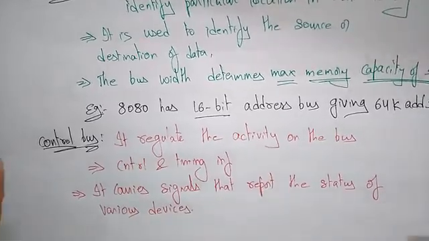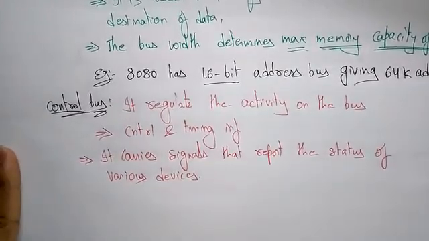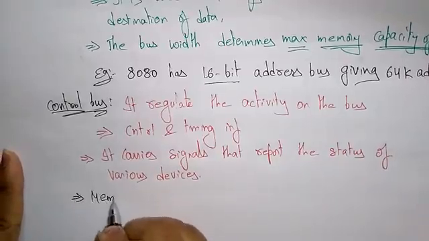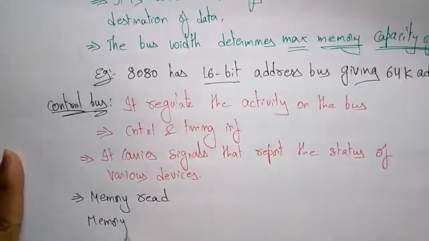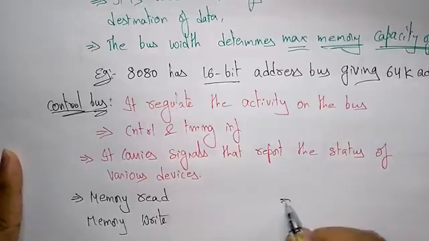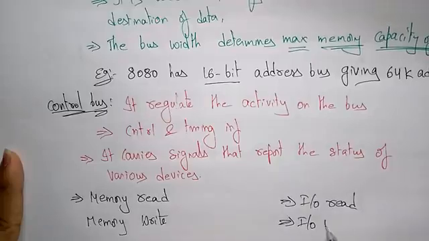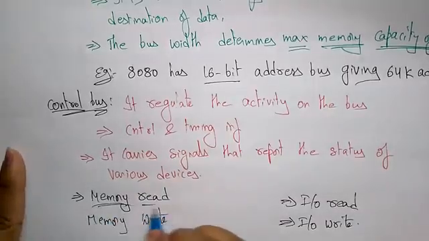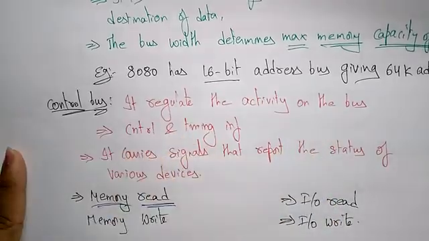There are different control signals in the control bus. The control bus holds different control signals like memory read, memory write, IO read, IO write. These are the different typical control signals held by this control bus. So what does memory read mean? Memory read is nothing but it causes data from the address location to be placed on the data bus.